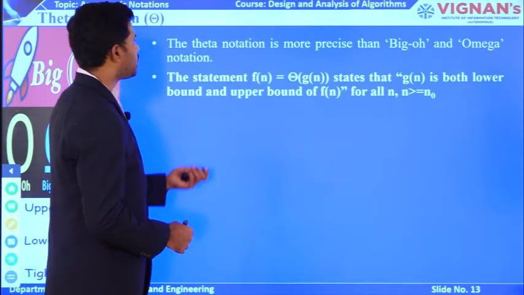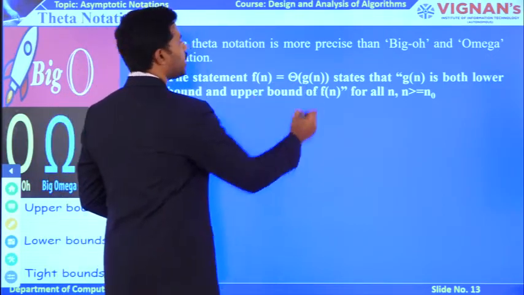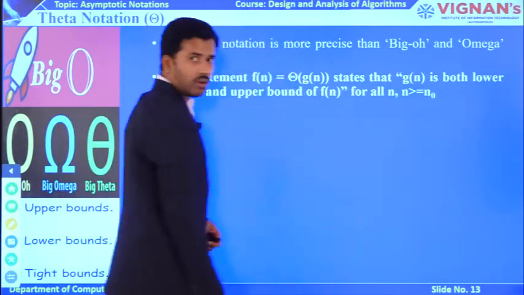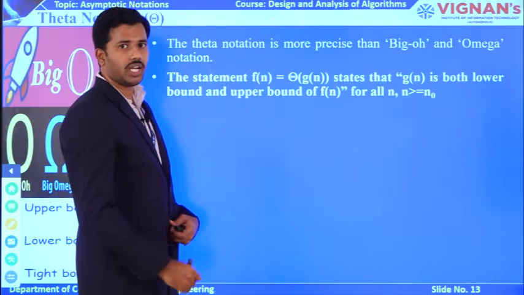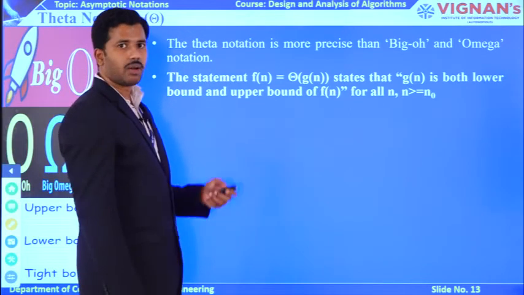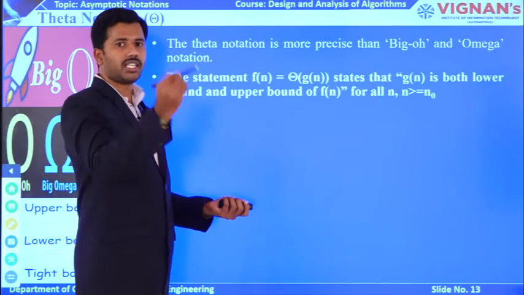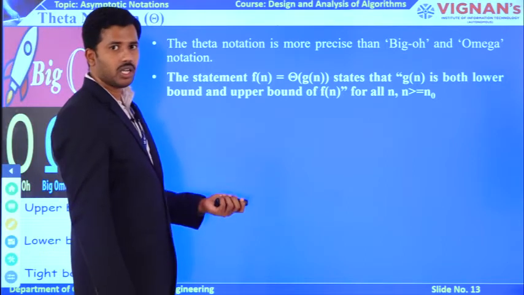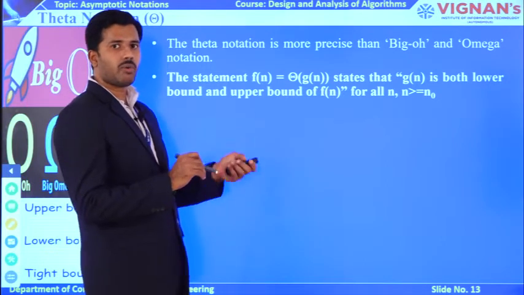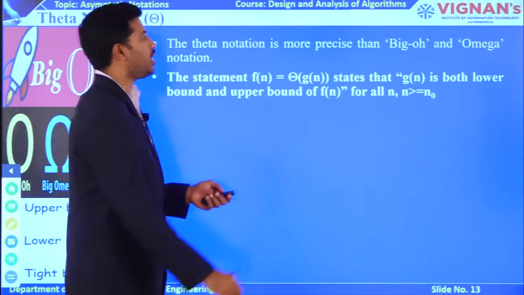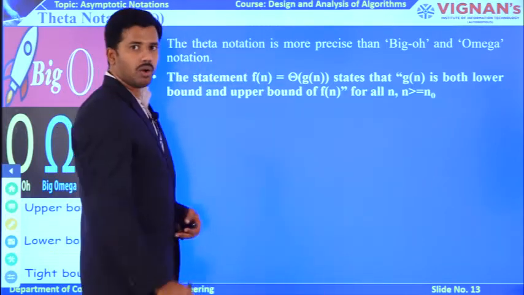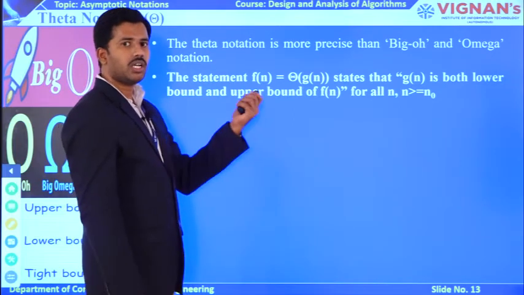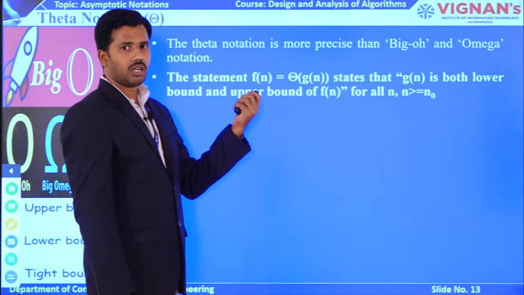So the statement f of n equal to theta of g of n is saying that g of n must have both a lower value as well as an upper value than your f of n. If you observe the previous statements, either f of n has a higher value or g of n has a higher value. But if you observe very carefully, this is showing the relationship between big O as well as omega. So g of n must have both lower and upper value than your f of n. Then only you can conclude that this relation has a theta notation.